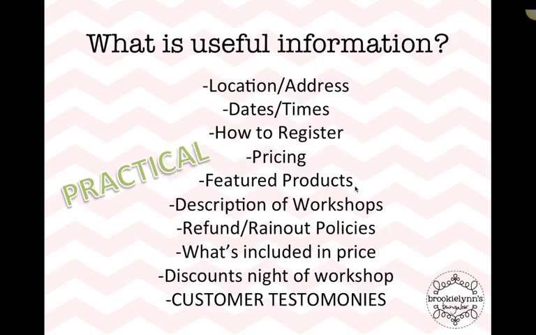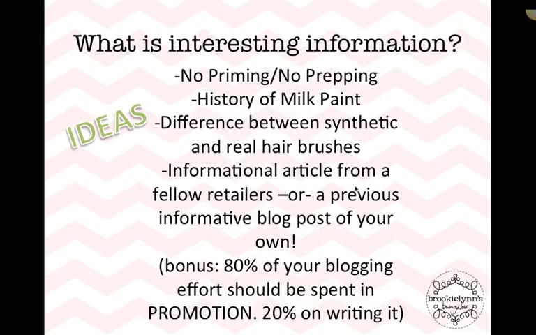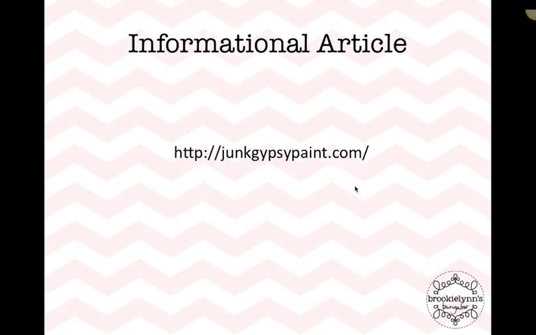So going back, you have practical information and you have ideas. Practical, just very basic information: dates, times, registration, featured products. And then what is interesting information: ideas, and information from your previous blogs and future ones. So let's talk about how to actually implement this real quick. Informational article. Instead of sharing a previous post from myself, I'm going to show y'all how I'm sharing a post from the Junk Gypsy Paint blog.